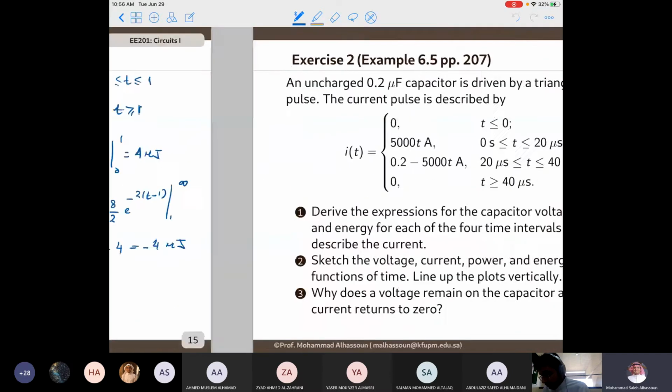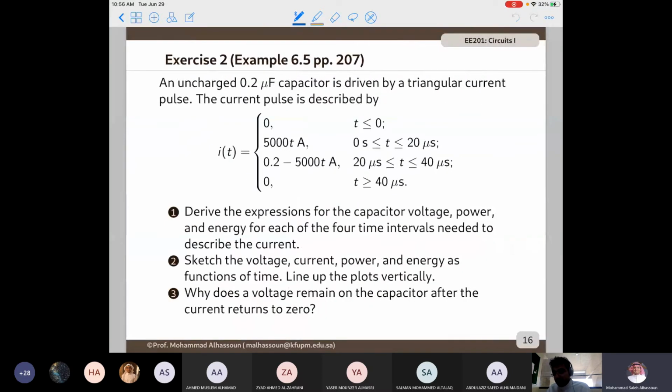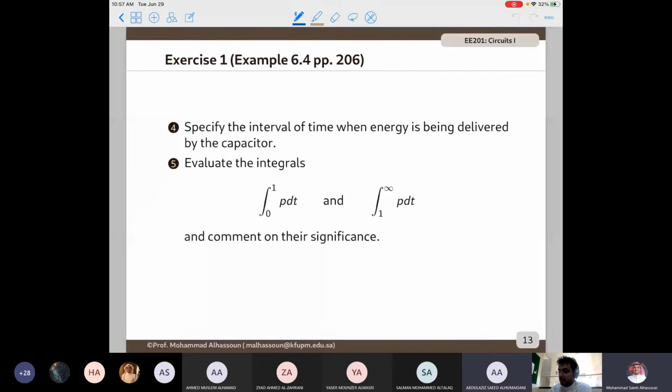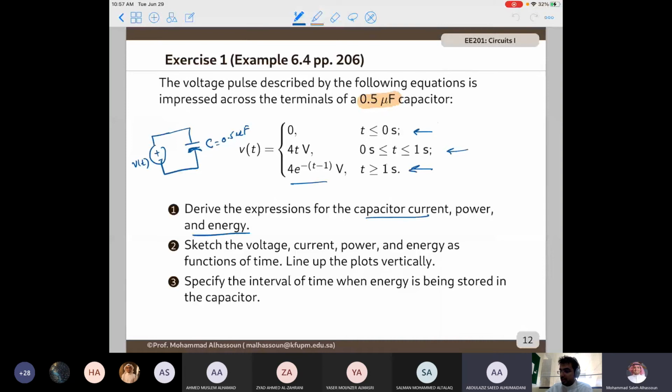Very good. So let's move on to another exercise here. In this exercise, we have an uncharged capacitor that is driven by... So for this curve, is it for one circuit? Yes, it's one circuit because you're varying the source.